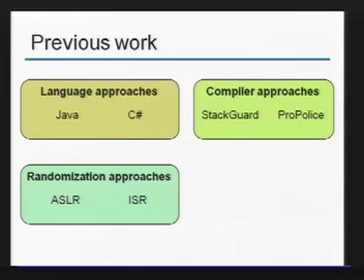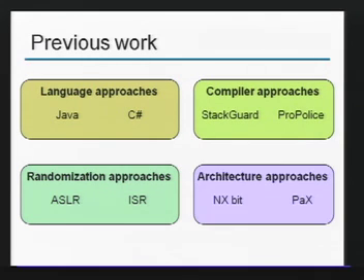Instruction set randomization is another randomization approach, and the thought here is just encrypt all the code, and then the attacker doesn't know the key, so he can't create new code. The problem is you have to decrypt all that code at runtime, which causes a performance penalty.